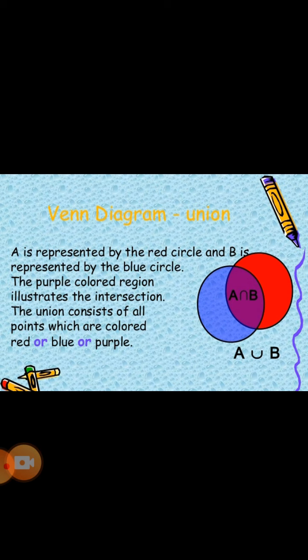Next we explain union with the help of a diagram. Here we have a Venn diagram. In this diagram A is represented by the red circle and B is represented by the blue circle. The purple colored region illustrates the intersection. The union consists of all the points which are colored red or blue or purple. This diagram represents the union set.